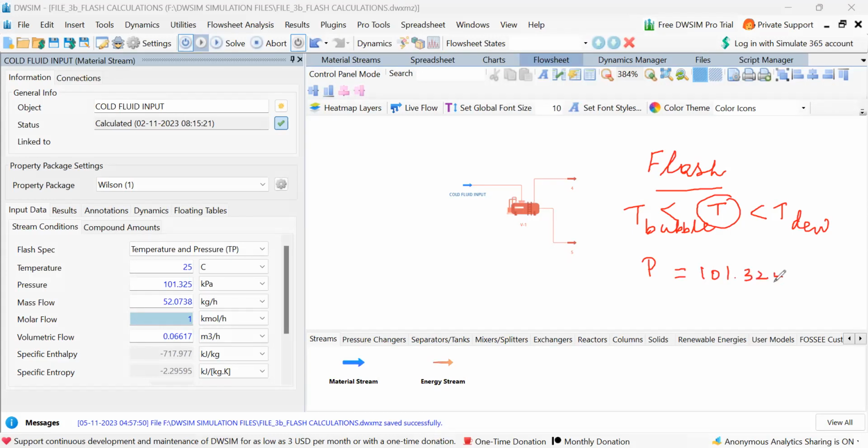Now, let us take up the flash calculation today in this video. So how do we do the flash calculation? In the previous video, we have seen how to calculate T bubble and T dew. So definitely we know that the flash happens only in between these two temperatures, if we consider a particular temperature, and of course the pressure is fixed at 101.325 kilopascals, right?